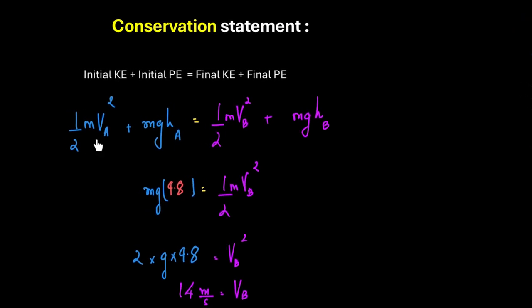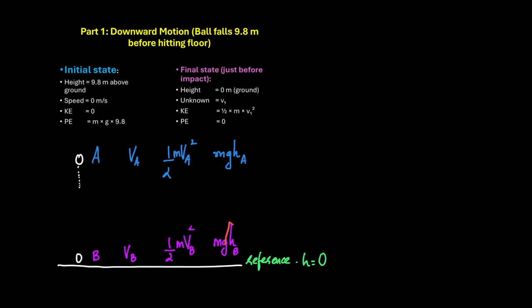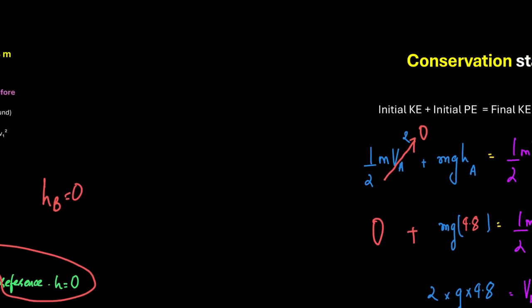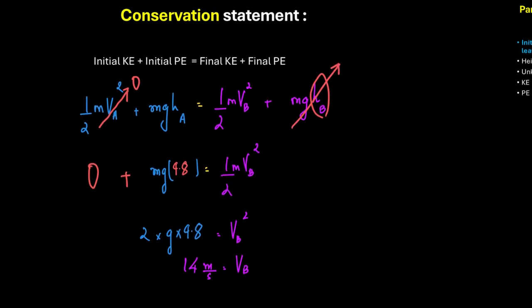Initial kinetic energy is half mVA squared. Initial potential energy is mg into HA. Final kinetic energy is half mVB squared. Final potential energy is mg into HB. In this, initial velocity is equal to 0, therefore this term becomes 0. HB overlaps with the reference height h equal to 0, therefore HB is also equal to 0, which means this term is also 0. So we get mg into 9.8, which is HA.